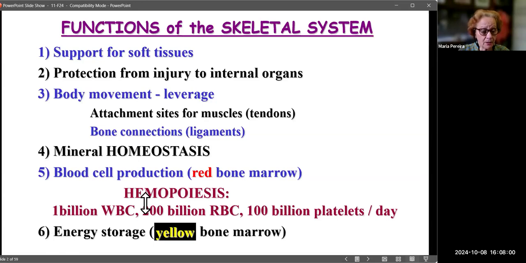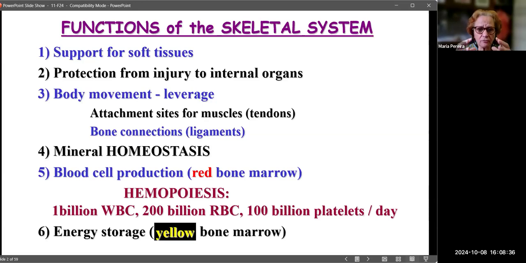Also, the bone stores the yellow bone marrow. And what is the yellow bone marrow? The yellow bone marrow contains fat. And this fat is a very important tissue, energy storage. You know that it's made up of fatty acids, and the fatty acids contain many carbons that are linked by covalent bonds. And when you have the enzymes that break apart these covalent bonds, you have energy being produced. And this occurs mostly in the mitochondria.